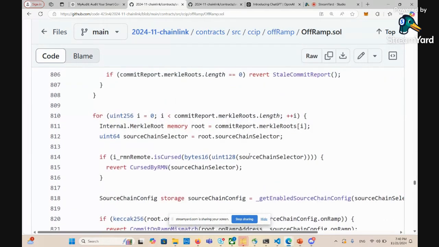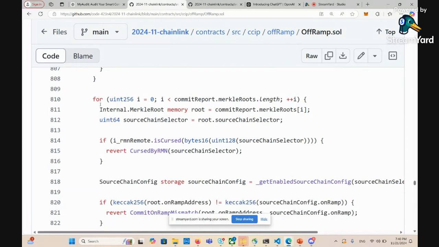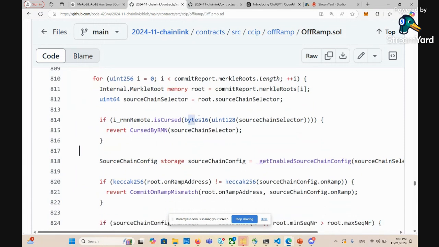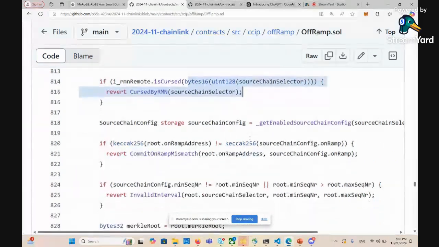Okay, no price to update, and no root to commit. And here we enter into a for loop. Basically, we are going to commit one root after another. And before we do that, we are basically, like usual, doing a bunch of checks. The first check is to make sure the source chain is not disabled.